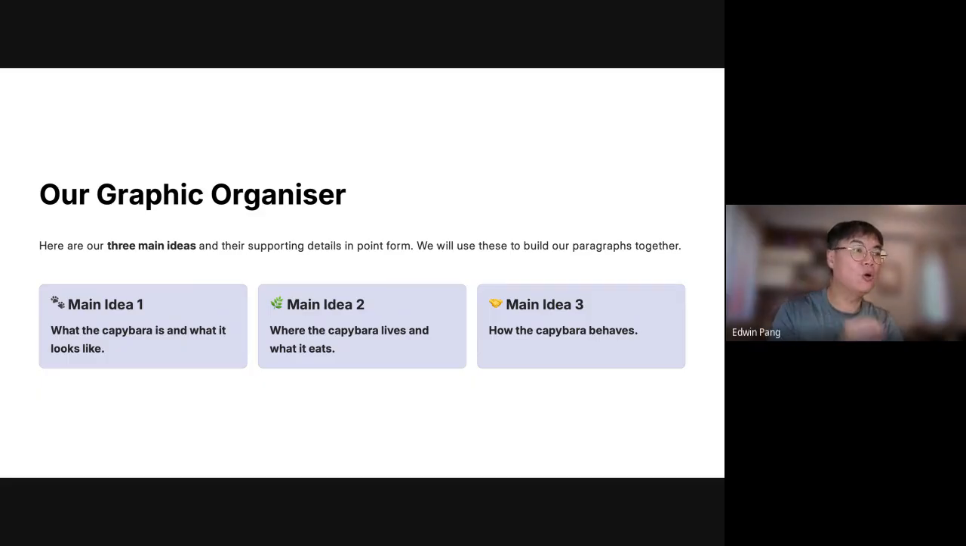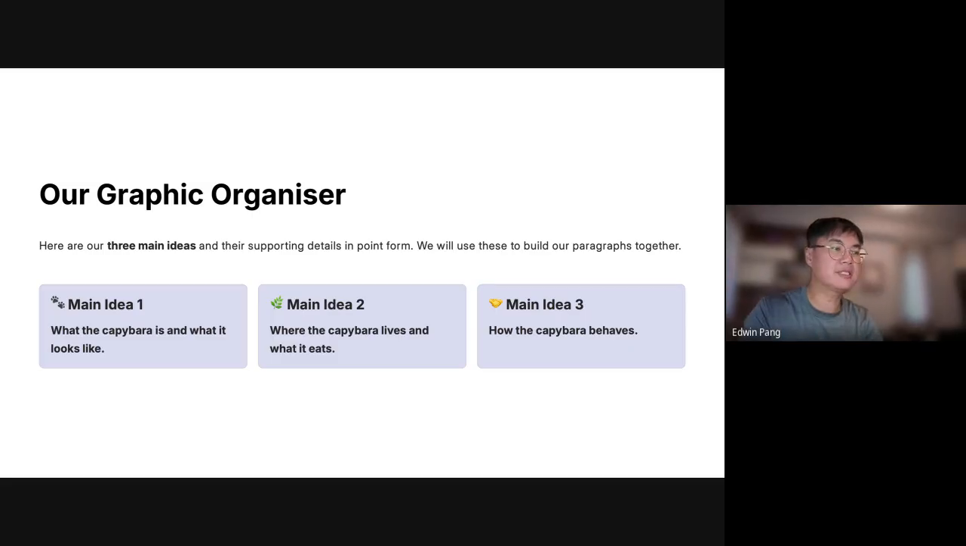Is this the only way you can write a main idea? What the capybara is, where the capybara lives, how the capybara behaves, or are there different ways of saying it? Do you think there are different ways of saying it? Besides saying what a capybara is, what else can I say? How else can I say main idea 1? Gaurav, go ahead, unmute yourself and tell Mr. Pang what you think.